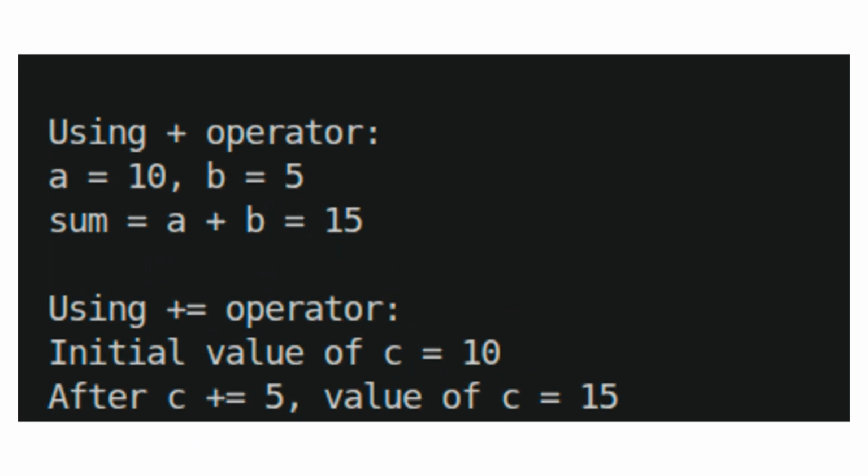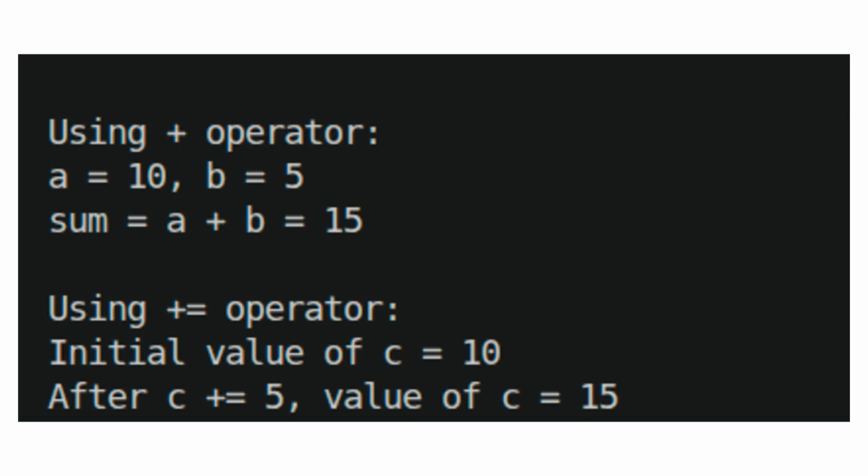All right, here's the output of our program. Let me break it down for you. In the first part, under using plus operator, you can see a equals 10, b equals 5, and their sum equals 15. So the normal addition worked just like we expected.